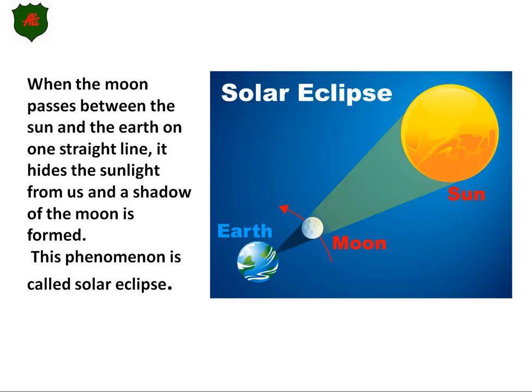So let's see now. What happens is that during the rotation of the moon around the Earth and the rotation of the Earth around the sun, sometimes the three of them come on one straight line, like we see here in the picture: the Earth, moon and sun on one straight line. So the sun produces its light, and its light is going to be blocked by the moon. We all know that the moon is a dark object, so it's going to block the sunlight coming out, okay? And a type of shadow will be formed on the Earth's surface. And this phenomenon is called a solar eclipse.